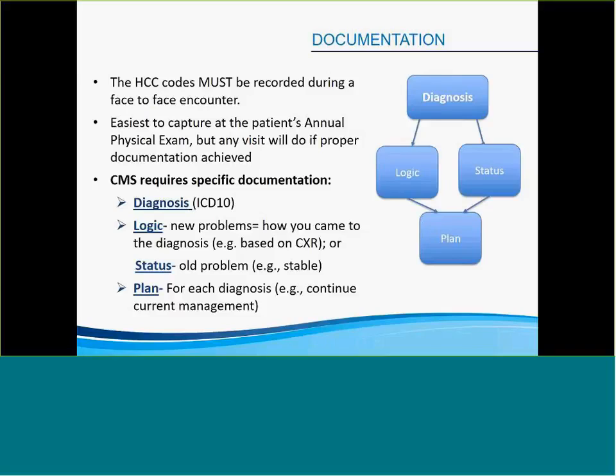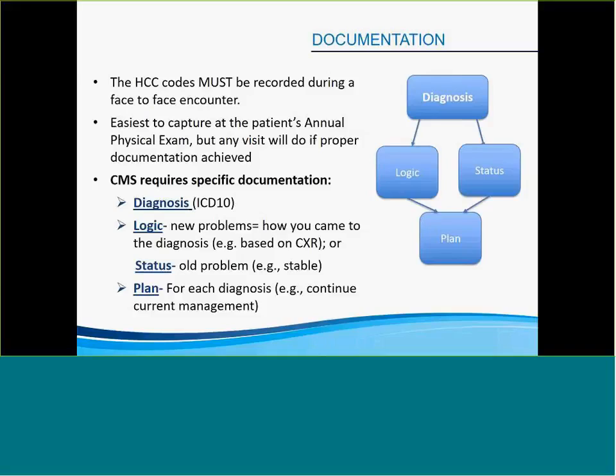The first one is the diagnosis. Diagnosis is the ICD-10 code you're going to use, or chronic atrial fibrillation. There's two choices. If it's a stable problem or a chronic problem, previously diagnosed, you have to add in the status of the problem. Atrial fibrillation, stable. That's what you have to do. Or atrial fibrillation, way too fast. And then come up with a plan.